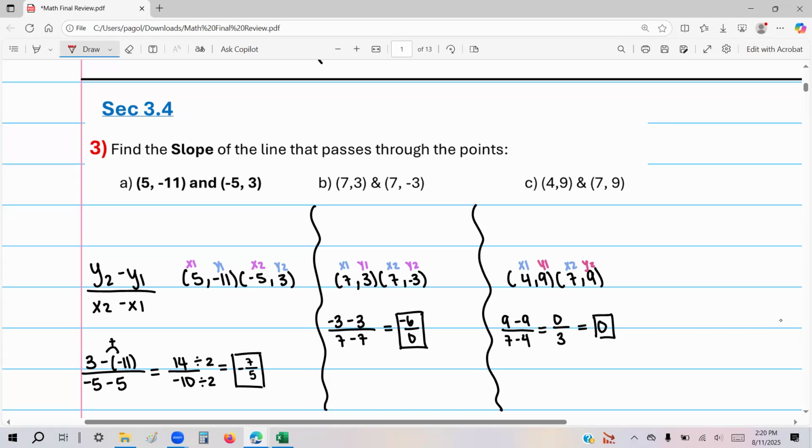So y2 minus y1, 3 minus negative 11, over x2 minus x1, negative 5 minus 5. Two negatives together turn into positive, so 3 plus 11 is 14. And when you have the same sign, keep the sign, but add the numbers. So it's negative 10. 14 over negative 10, you cannot leave that alone. You always have to reduce. Both of them are even numbers, so they're reducible by 2.